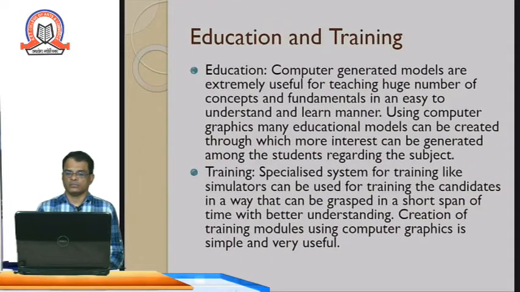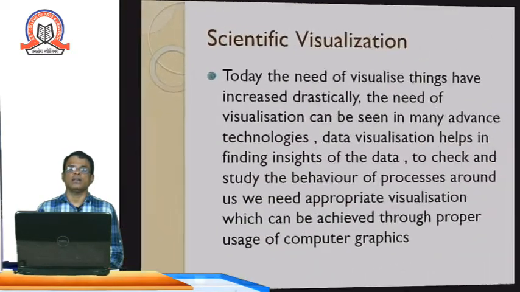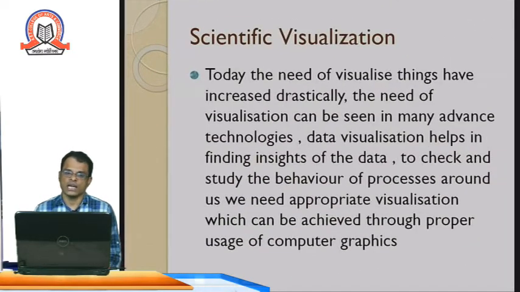Next, this is done with education and training. After that, scientific visualization. This is also one of the important uses of computer graphics. Today, the need for visualizing things has increased drastically. The need for visualization can be seen in many advanced technologies. Data visualization helps in finding insight into the data to check and study the behavior of processes around us. We need appropriate visualization, which can be achieved through proper usage of computer graphics.